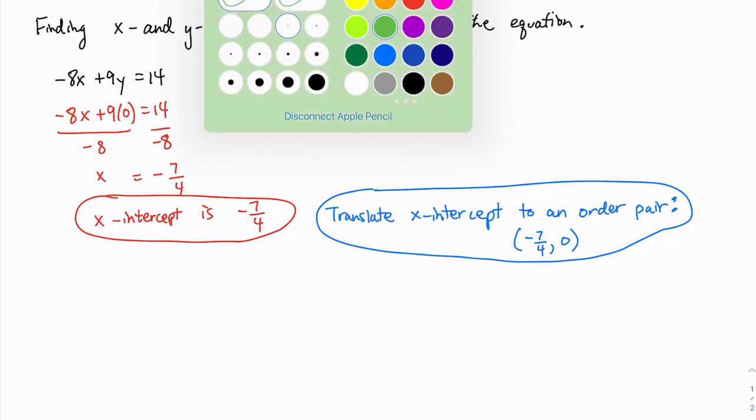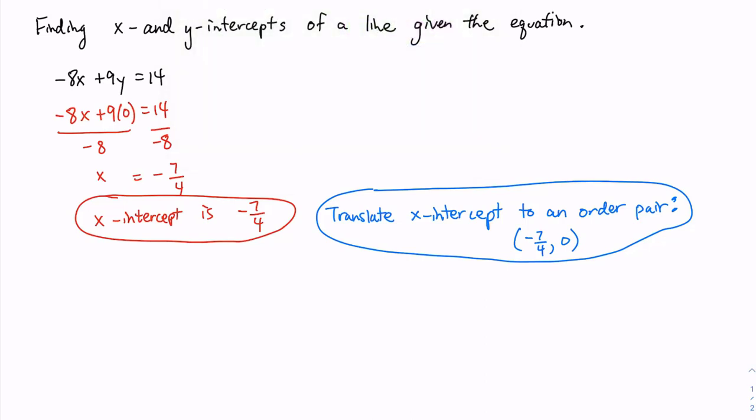Now, why don't we find our y-intercept? So a y-intercept occurs when x is 0. So in this case, -8 times 0, of course, is 0. And now you're left with 9y on the left side of the equation. Let's balance the entire side. Divide the entire side by 9. Divide this entire side by 9.